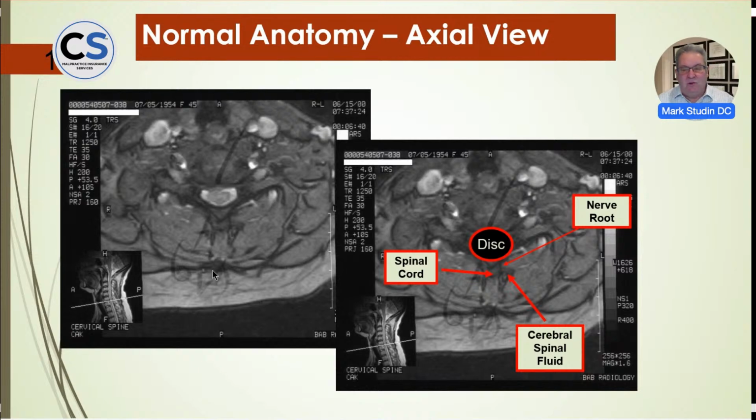So what we're going to do right now is we're going to jump out, and we're going to pick up this conversation in our next session. We're going to define herniation, bulge, protrusion, extrusion, and sequestration, which is the very bare basics.